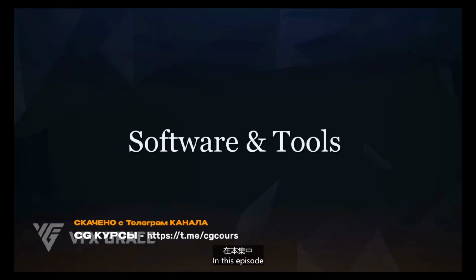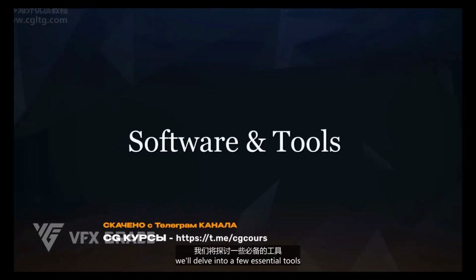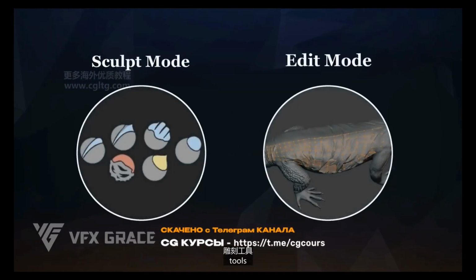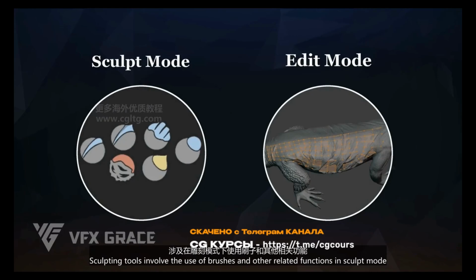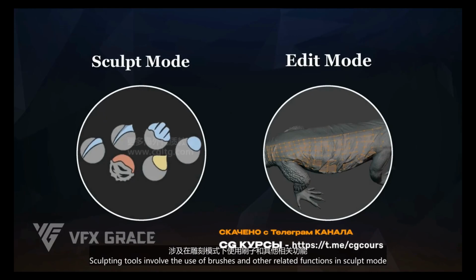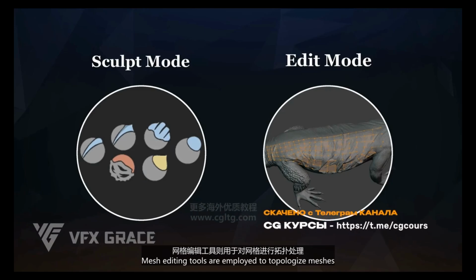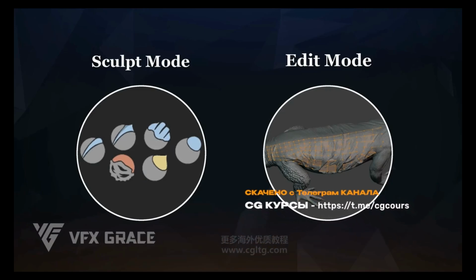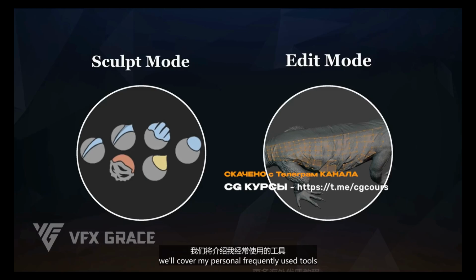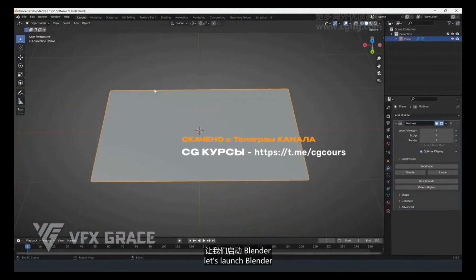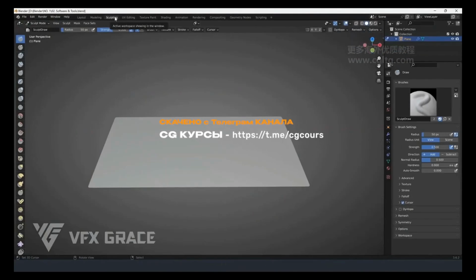In this episode, we'll delve into a few essential tools, including sculpting tools and mesh editing tools. Sculpting tools involve the use of brushes and other related functions in sculpt mode. Mesh editing tools are employed to topologize meshes. In this episode, we'll cover my personal frequently used tools. Okay, let's launch Blender. Here a plane is ready.